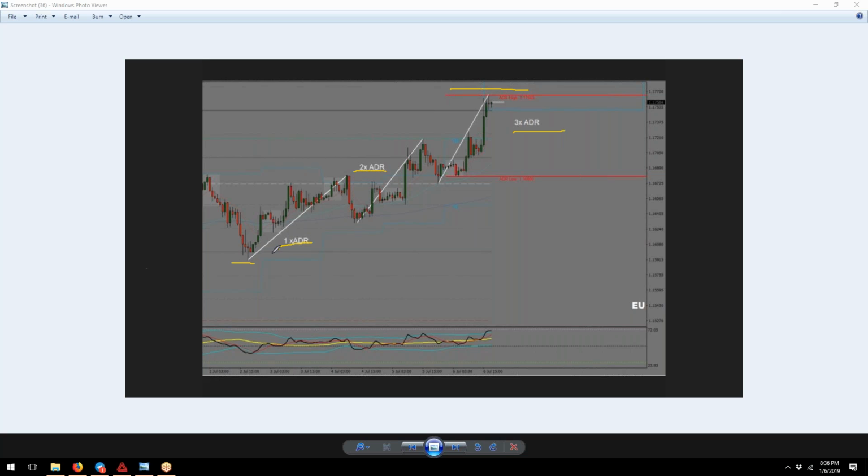So check this out. 164 from here to here. 164 from the low of the day, from here to here is 164. And from the low of the next day to here, 164. If you can count 3 levels, 164, 164, 164 gives you your 492. What did my indicator say? 3 times ADR. You start looking for a reversal.